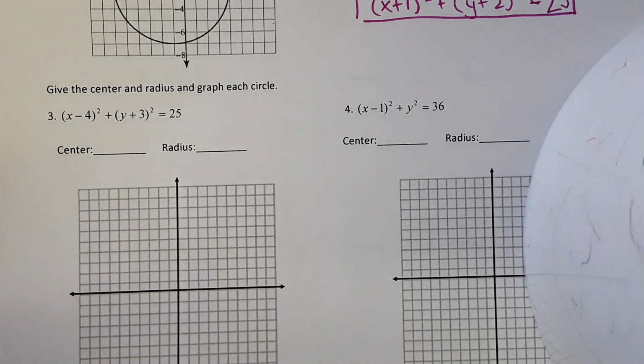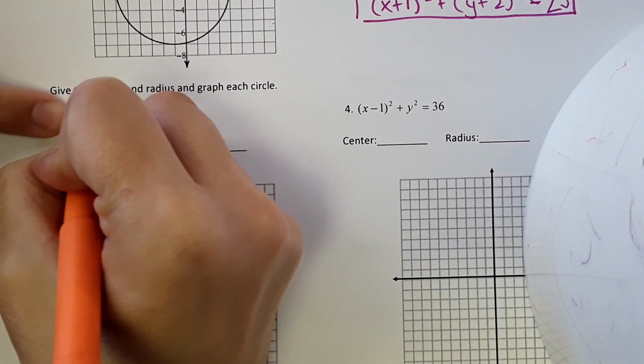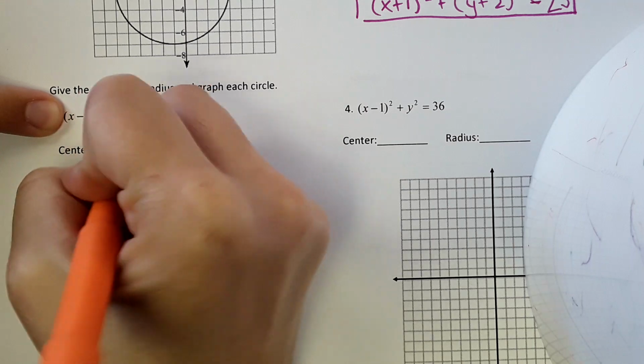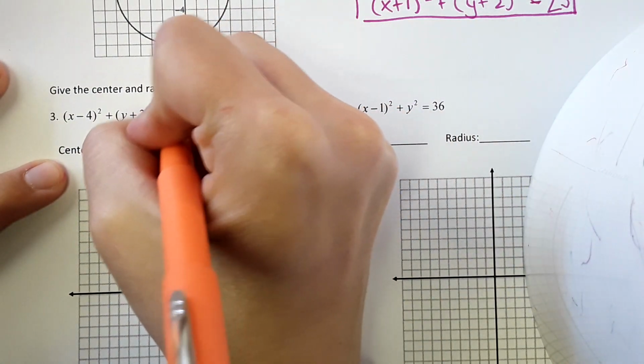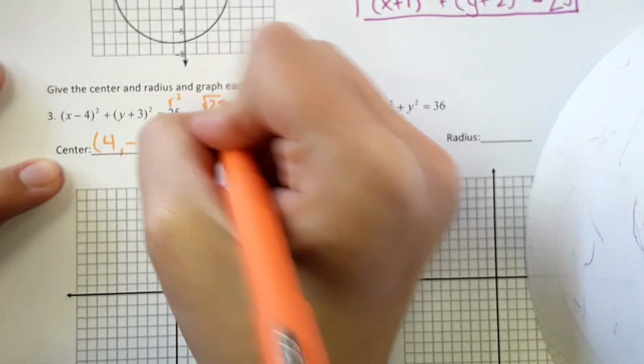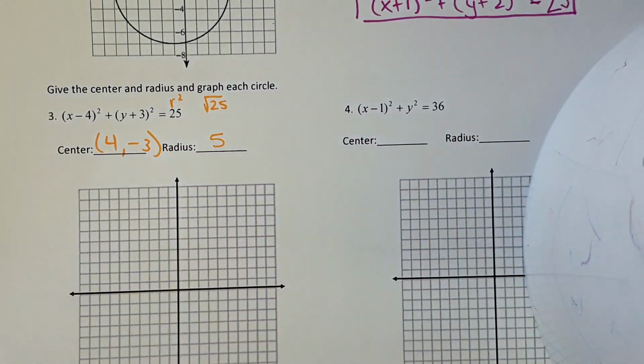Next, give the center and the radius and graph each circle. So we're given the equation. To find the center, which would be +4, -3. Remember, the subtraction's part of the equation. And then for radius, this is r squared. So we take the square root of 25, get a radius of 5.